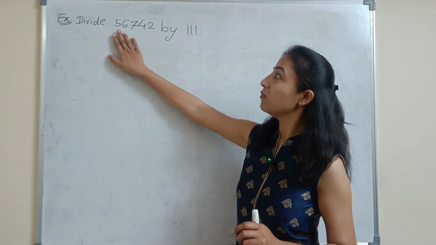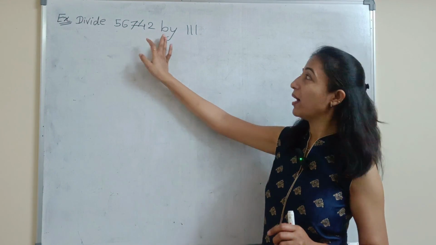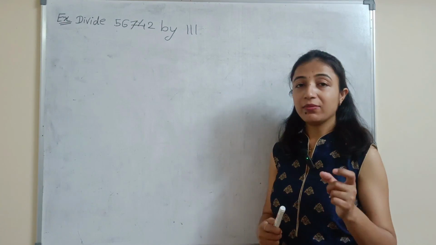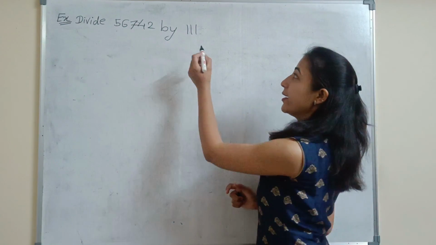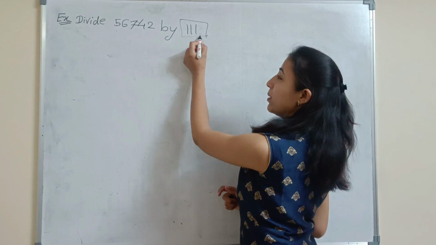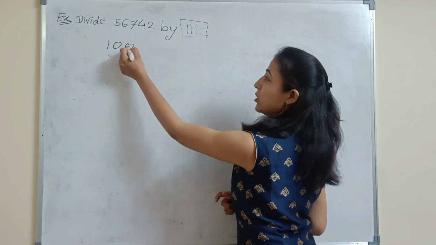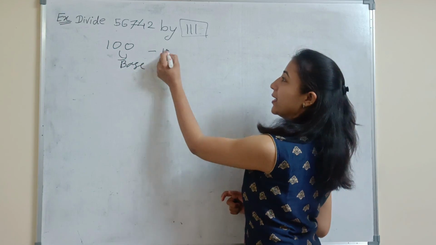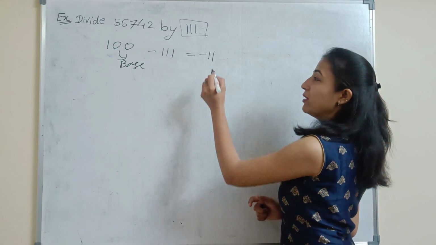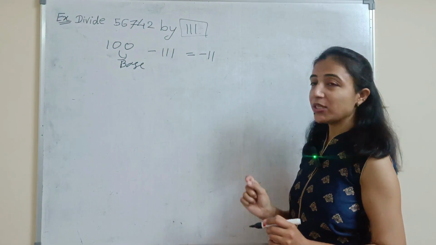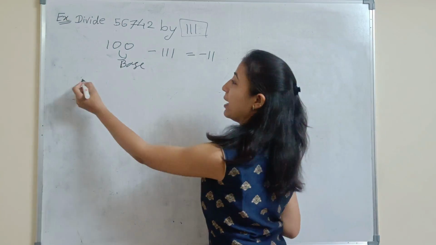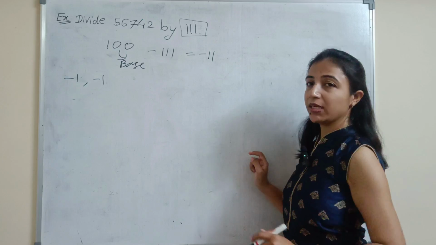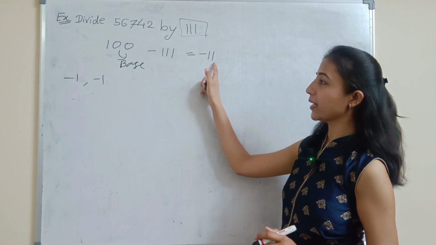Here we have to divide 56742 by 111. So how to divide this number? First you have to check the base number. Here we are dividing by 111, which is near 100. So 100 is our base number, and as we are dividing by 111, that is 11 more than the base number. That's why the multiplier is minus 1 minus 1. We have to take them as individual numbers: first minus 1, second minus 1.